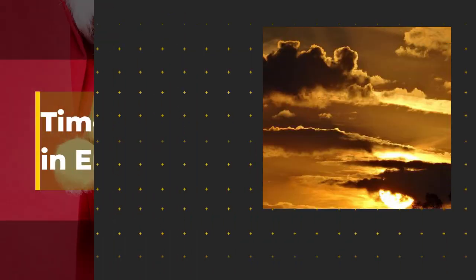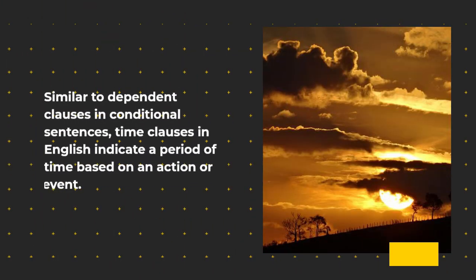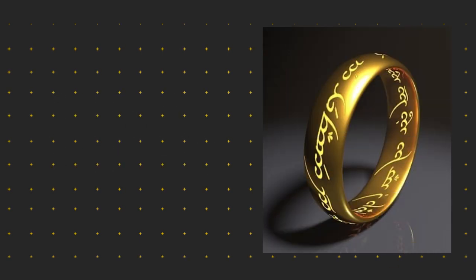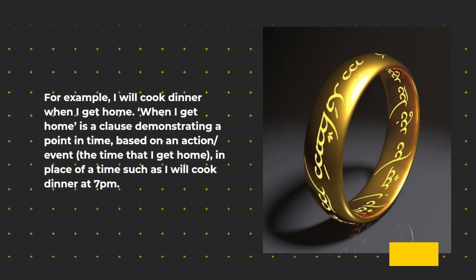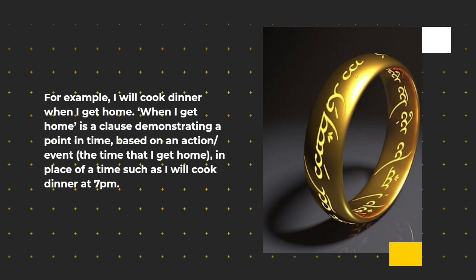Time clauses in English. Similar to dependent clauses in conditional sentences, time clauses in English indicate a period of time based on an action or event. For example, I will cook dinner when I get home. When I get home is a clause demonstrating a point in time, based on an action or event, the time that I get home, in place of a time such as I will cook dinner at 7 p.m.